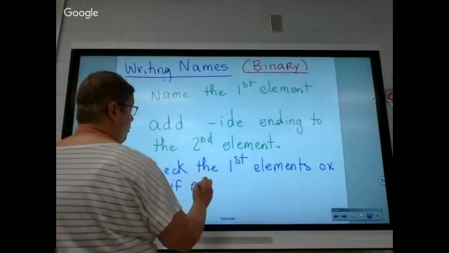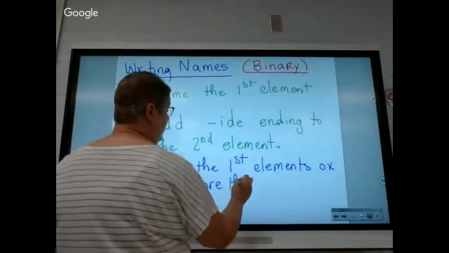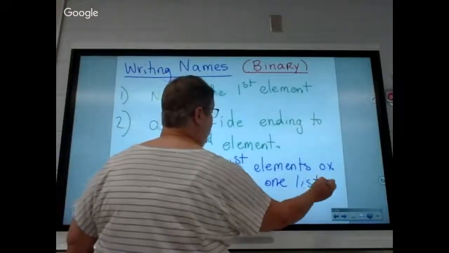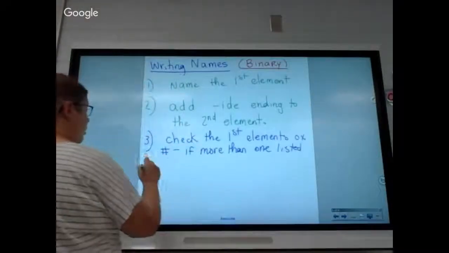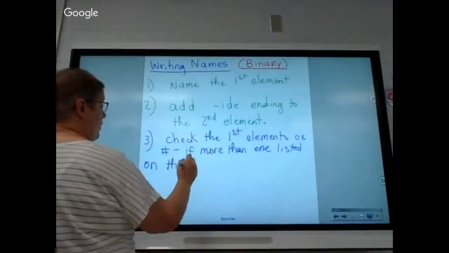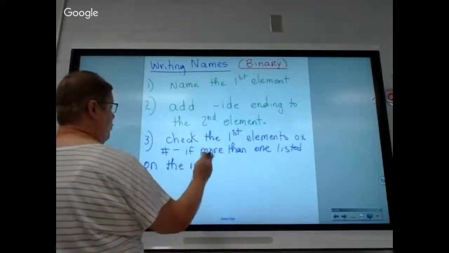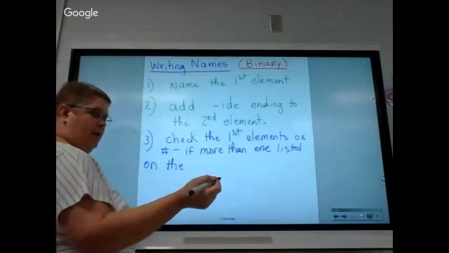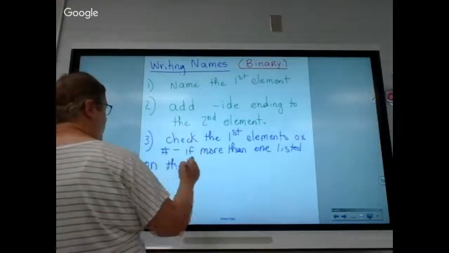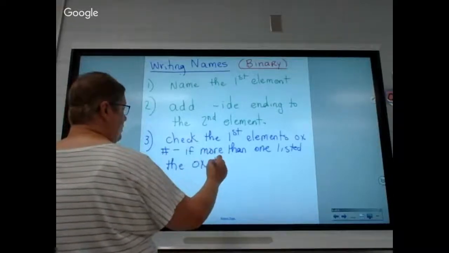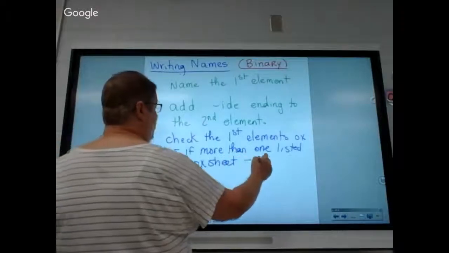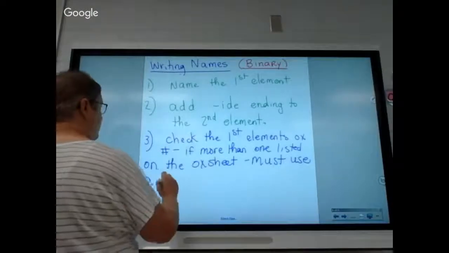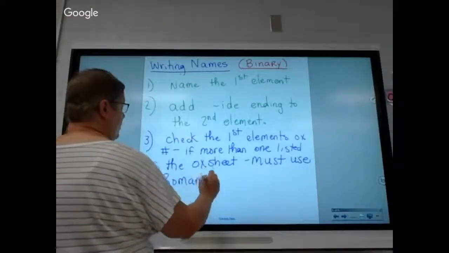If more than one listed on the reference, or let me say this, if more than one listed on the oxidation sheet. So you don't think, I don't want you to think I'm talking about the stapled paper. If more than one listed on the oxidation sheet, you must use a Roman numeral.